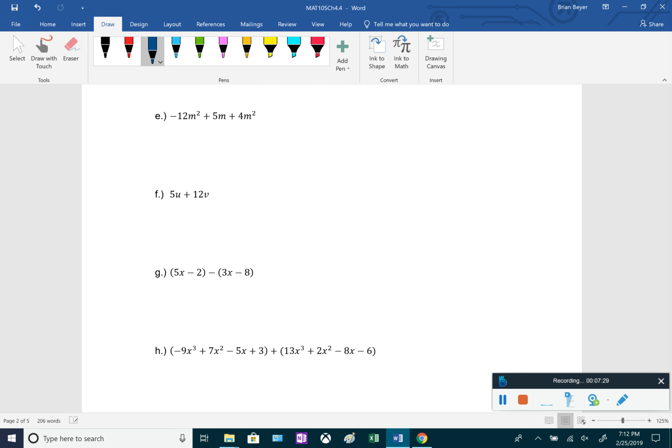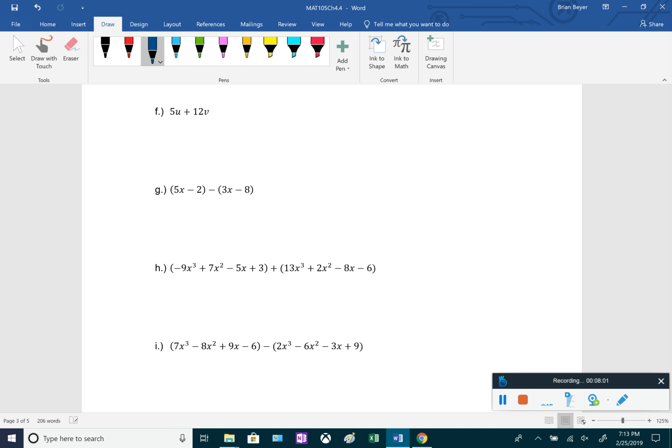Next one, negative 12m squared plus 5m plus 4m squared. So we have two m squared terms and an m term. We cannot combine the m term with the m squared terms. So it's going to be negative 12m squared plus 4m squared. Negative 12 plus 4 is negative 8. So negative 8m squared plus 5m. We can't even do anything with that 5m. It's just going to stay put.